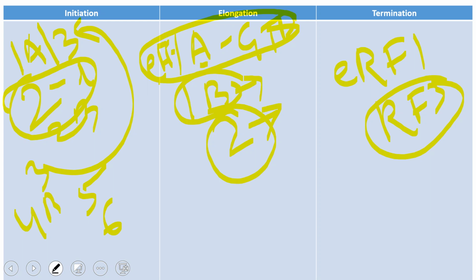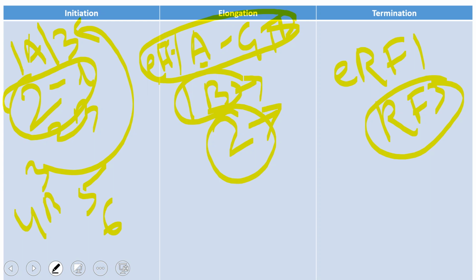So these are the different initiation factors, elongation factors, and termination factors. Factors 1 to 6 are initiation factors. In elongation we have 3 factors, 1A, 1B, and 2. In termination we have only 2 factors. Ultimately, recognition will be done by only RF1. So that's all for the protein synthesis.